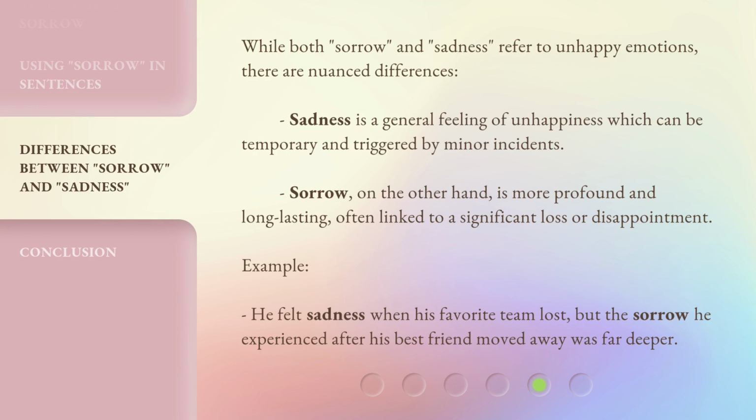While both sorrow and sadness refer to unhappy emotions, there are nuanced differences. Sadness is a general feeling of unhappiness which can be temporary and triggered by minor incidents. Sorrow, on the other hand, is more profound and long-lasting, often linked to a significant loss or disappointment. Example: he felt sadness when his favorite team lost, but the sorrow he experienced after his best friend moved away was far deeper.